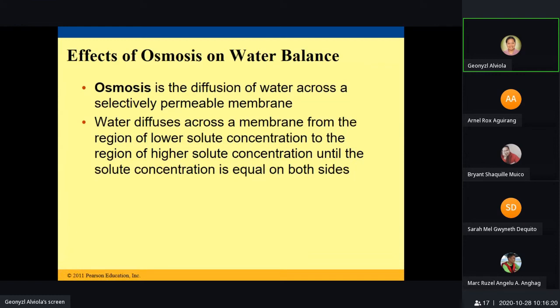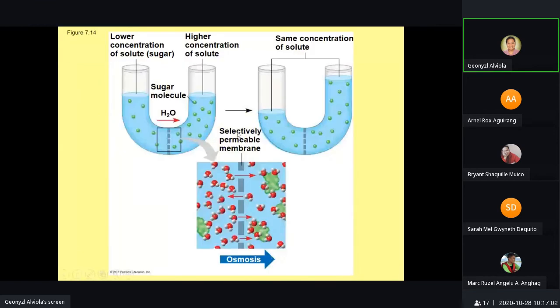So, dito sa simple diffusion, tiningnan yung activity ng how the solute moves. Ngayon, sa osmosis, you are going to observe also how the water moves depending on the concentration gradient of the solute. So, water diffuses across the membrane from the region of lower solute concentration to the region of higher solute concentration until the solute concentration is equal on both sides, or we call it the isotonic state.